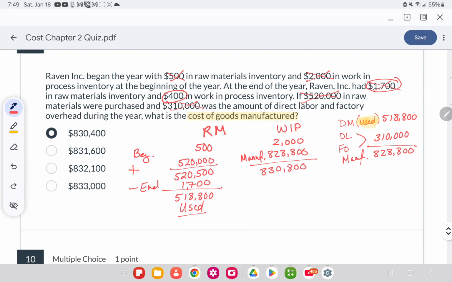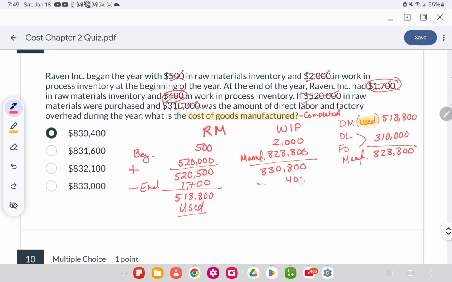All right, so that 830,800 is the cost of all of the WIP that we could have completed during the period. But in this case, we need to know cost of goods manufactured. How much did we actually finish? How much was actually completed during the period? So we're going to need one more item. Let's see what it is. We need to know what the ending is. Here it is, 400.